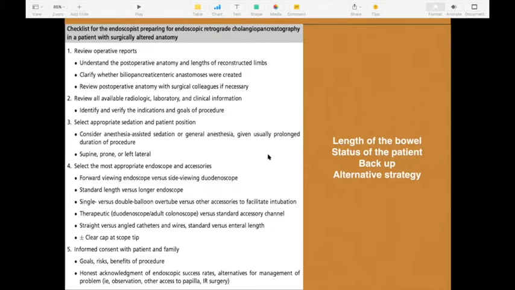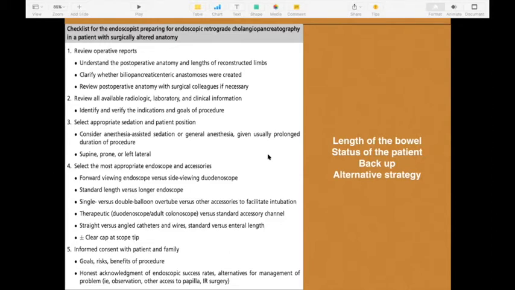So whether it requires a forward viewing endoscope versus side viewing endoscope, the standard length versus long endoscope is required, a single versus double balloon is required, other accessories which are required, a therapeutic versus a standard accessory, and like this, and the consent, because the goal, risk, and benefits of procedure should be explained in detail before we attempt such procedures.